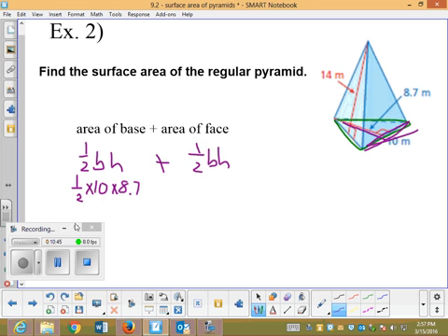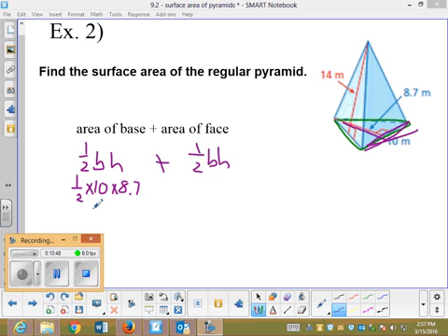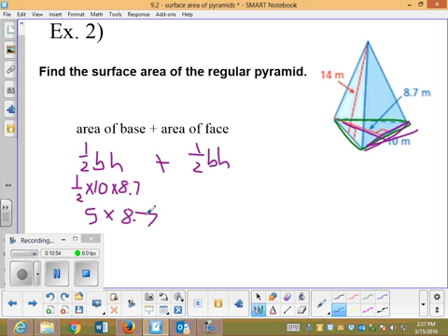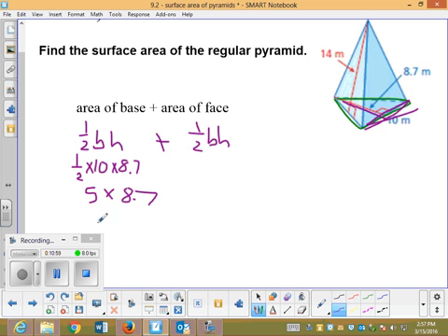Okay, so what I'm going to do is take half of 10. Half of 10 is 5. And then I'm going to say 5 times 8.7. And that's going to give me the area of just the triangular base. So that's going to be 43.5. Again, that's just for the area of the base.